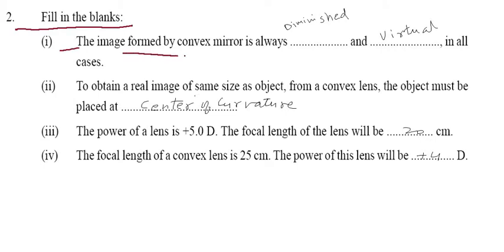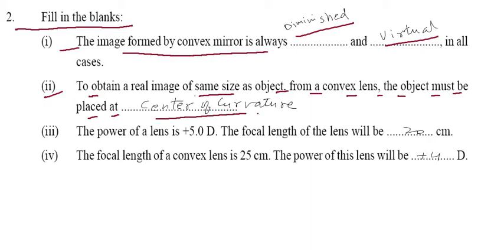The image formed by the convex mirror is always diminished and virtual. Now second one, to obtain a real image of the same size as the object from a convex lens, the object must be placed at the center of curvature. You can write center of curvature.